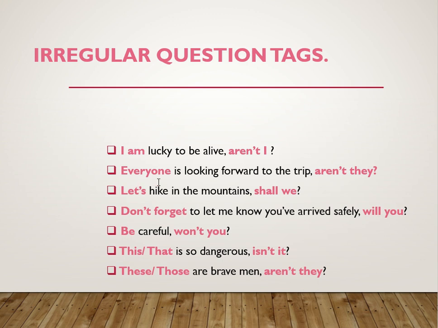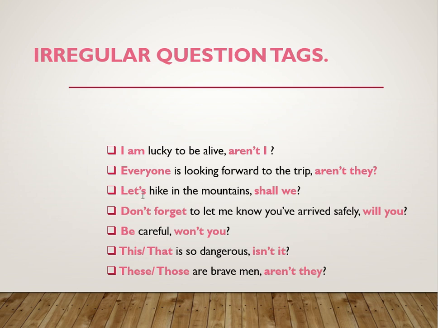The second one, everyone. When you see this word in the sentence, everyone, you have to add aren't they. Aren't they? Don't put anything else. It's irregular. Don't put isn't they, isn't he, or isn't everyone. You have to put aren't they.